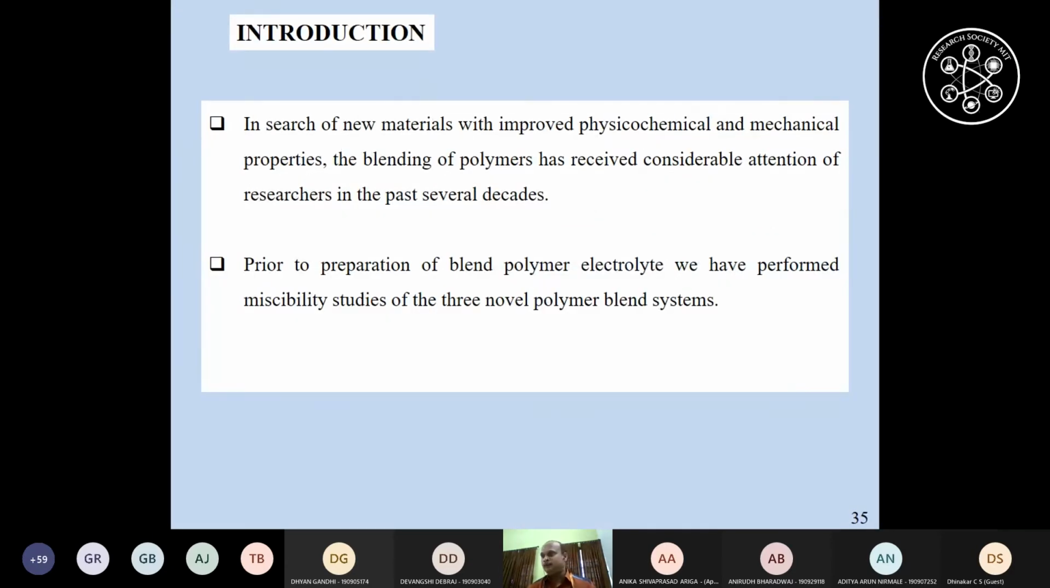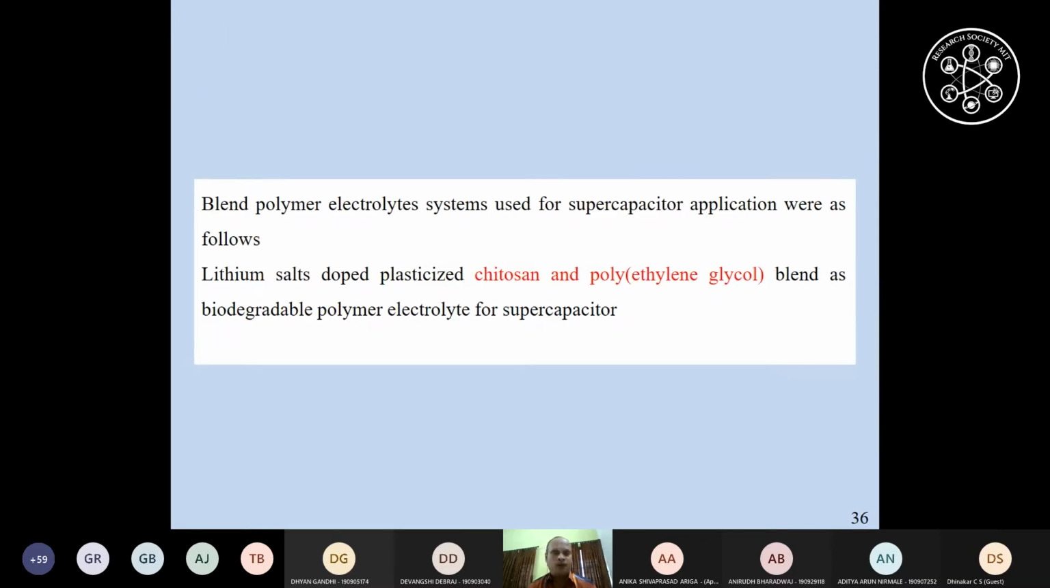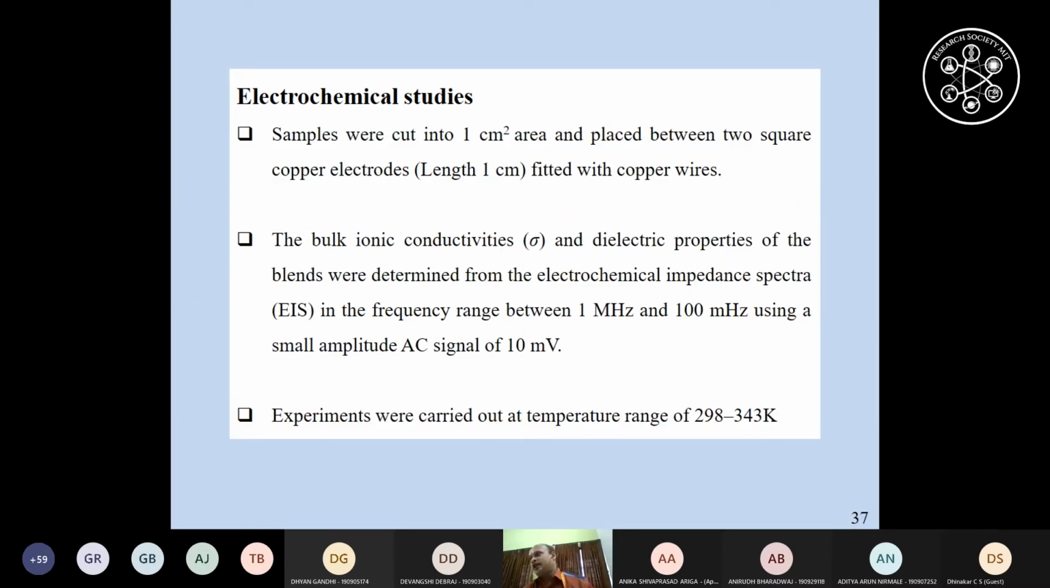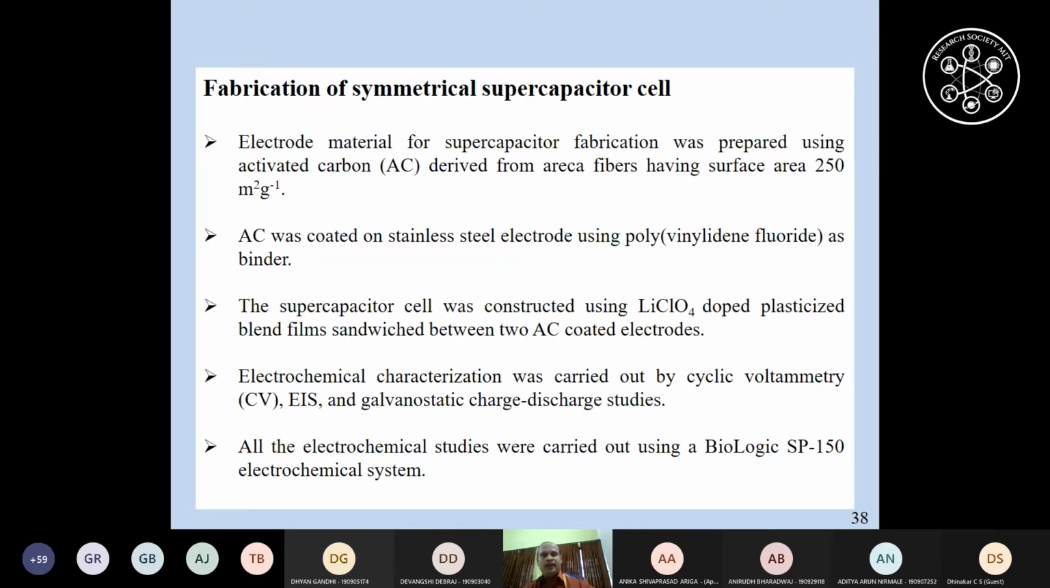For the blend polymer electrolyte, I have taken chitosan and polyethylene glycol. I have to dope with an inorganic salt, because chitosan and polyethylene glycol are both non-conductive polymers. Right? They won't give any conductivity. So to improve our conductivity, I am going to dope a lithium salt, such as lithium hexafluorophosphate or lithium perchlorate. Here I have doped lithium perchlorate.